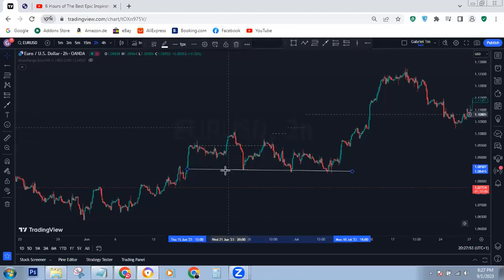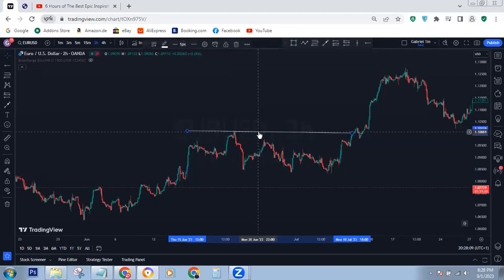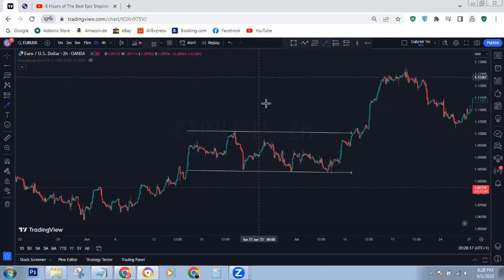This is the example of support and resistance I just showed you. Now, resistance is going to be at the bottom, while support is going to be at the top. This is support. Support is always at the top. Resistance is always at the bottom.